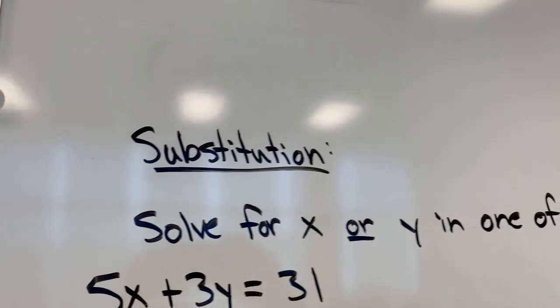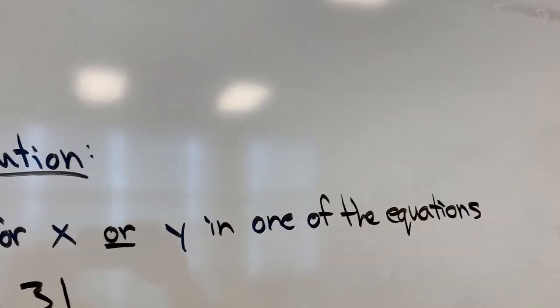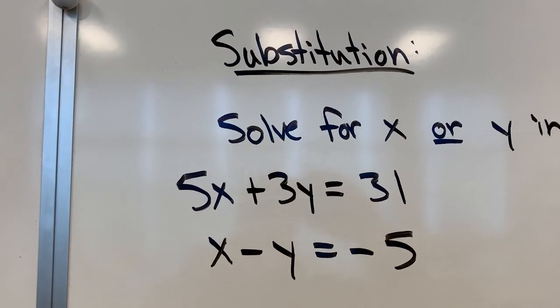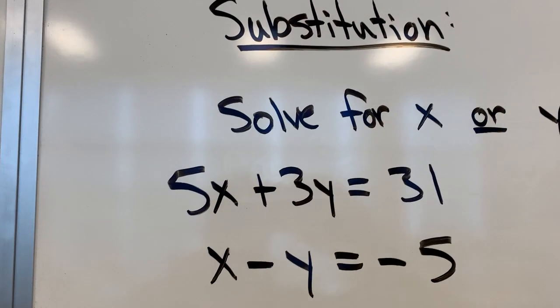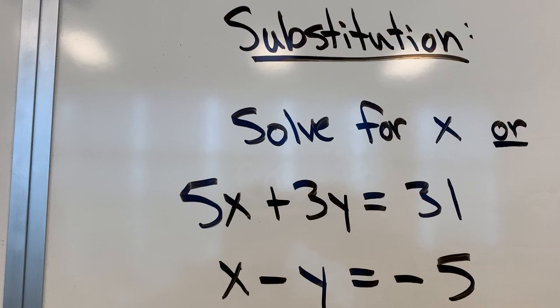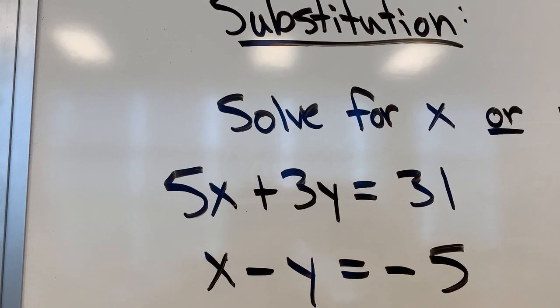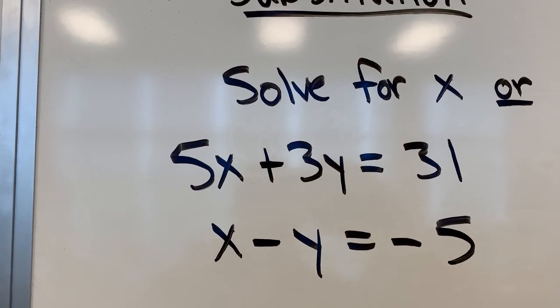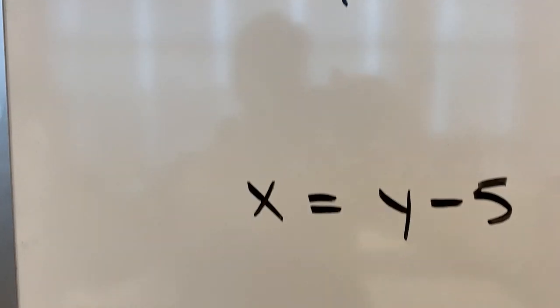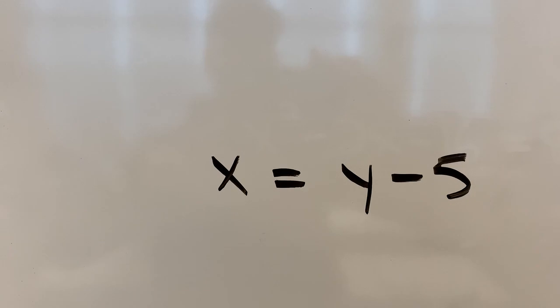Substitution means you're going to solve for one of the variables in one of the equations. So whichever one of those looks easier to solve for x or y. The top one looks like it'd be a bit of work, so I'd have to not only move one of the variables over, but then also divide by the coefficient. The bottom one a little bit easier, because to solve for x, all I have to do is add y to the other side, and I have x equals y minus 5.